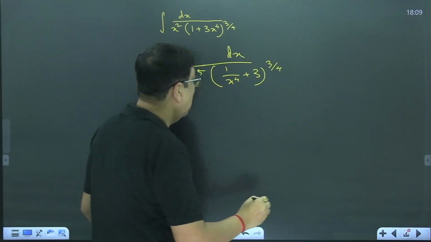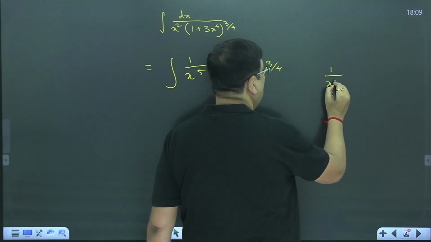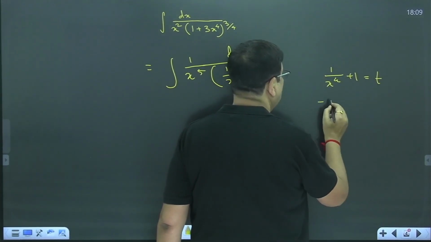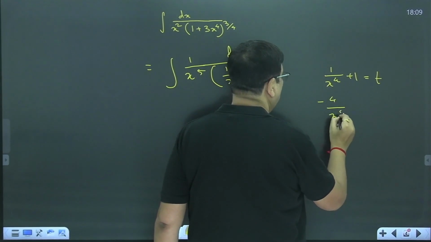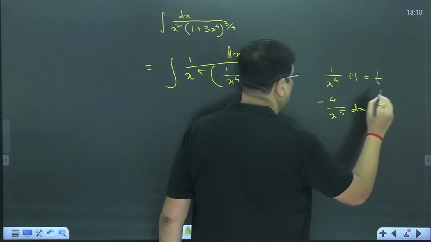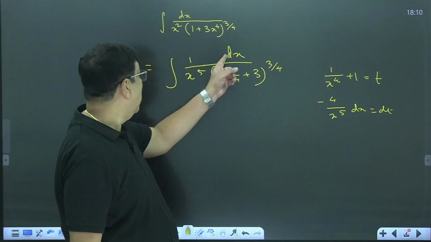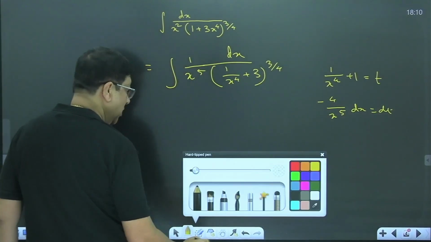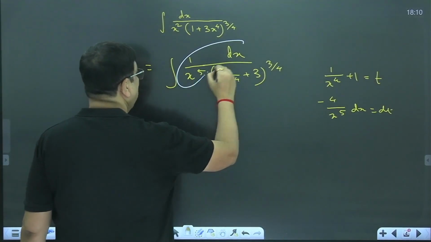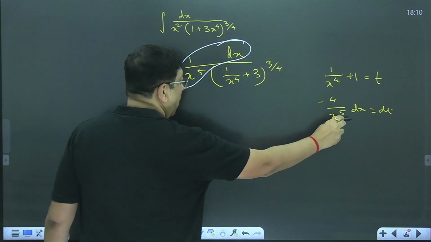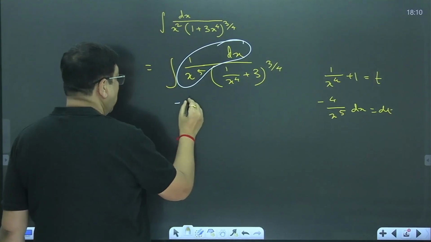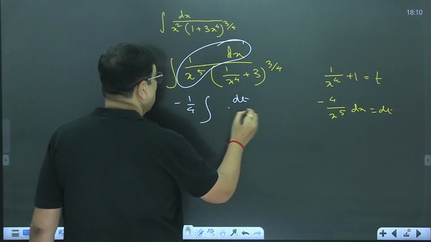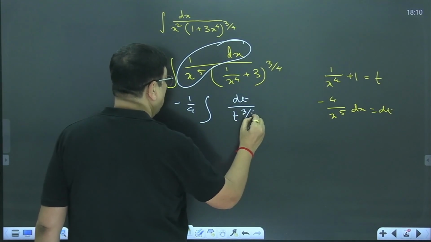Its derivative is this. Therefore, I can write here 1 by x to the power 4 plus 1 equal to t. So, minus 4 by x to the power 5 dx equal to dt. Okay, so dx by x to the power 5 is replaced in terms of dt by minus 4. Just see one thing and understand that dx by x to the power 5 is replaced in terms of dt by 4. It means minus 1/4 outside, dt by t to the power 3 by 4.